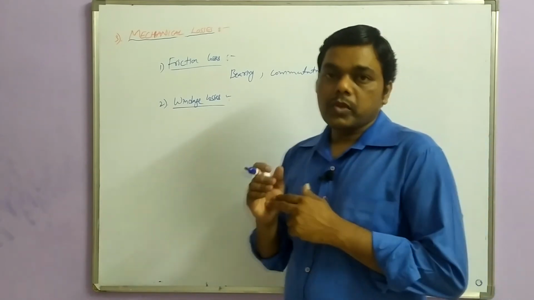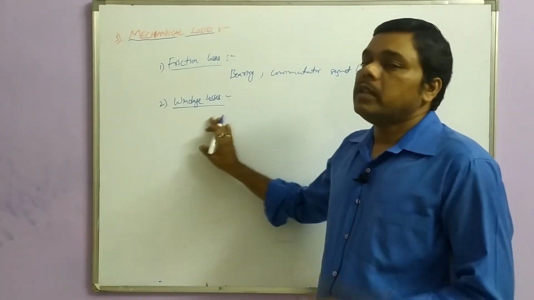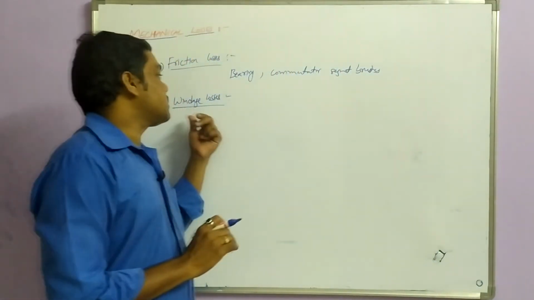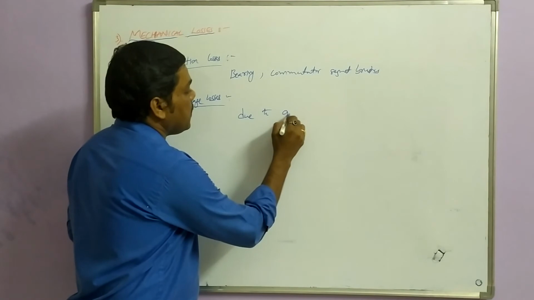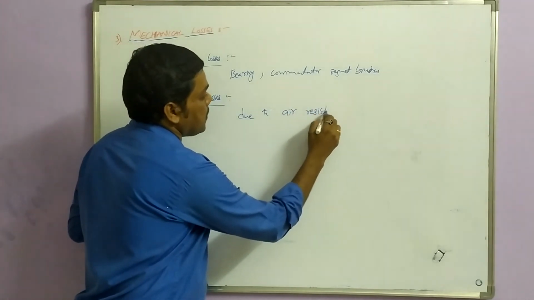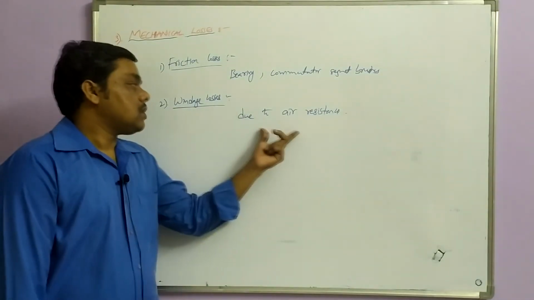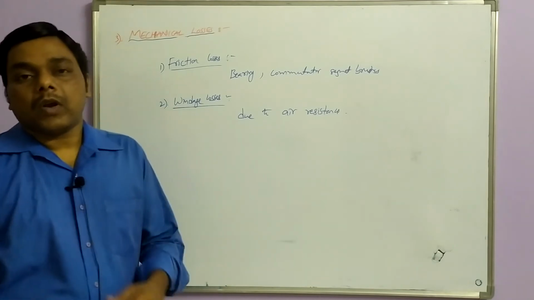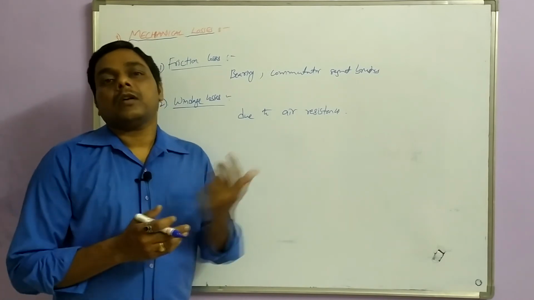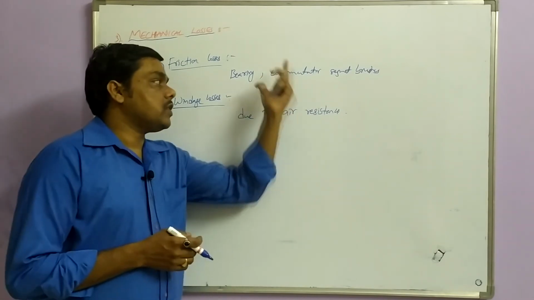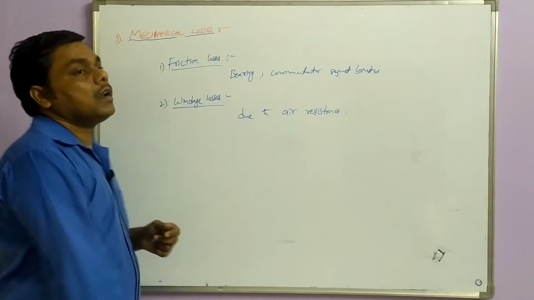If the air flow is not in the correct direction, and is flowing opposite to the rotation, then there are losses called windage losses. These are due to air resistance. You can call it air resistance. This also causes some power losses. Since these losses are much smaller than iron losses and copper losses, a very small percentage is given to these two types of losses. Now these are the mechanical losses.